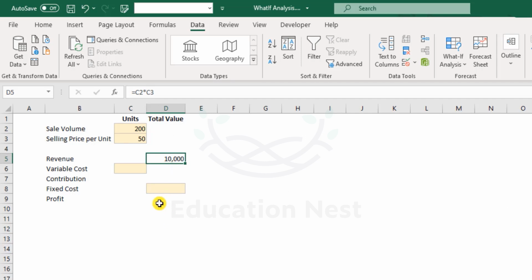Now let's take another example. We'll take it a notch higher. I would like to determine the break-even sale. So for this, we have, let's say, the variable cost.